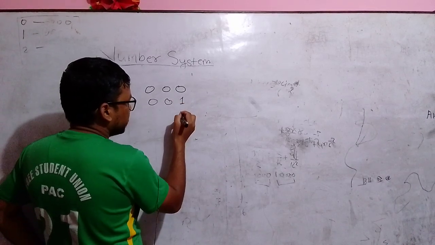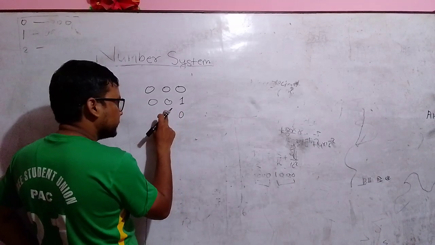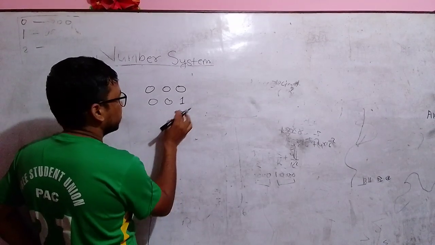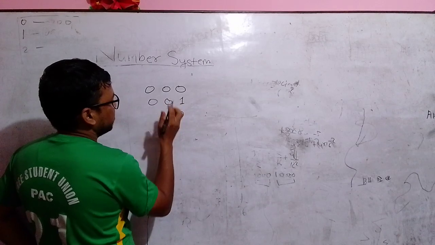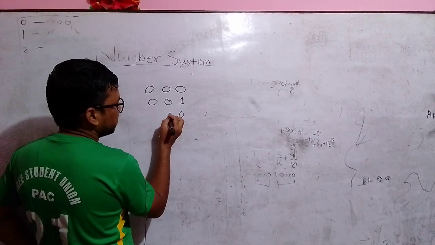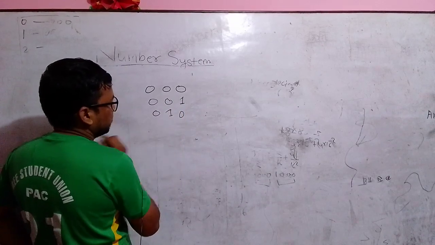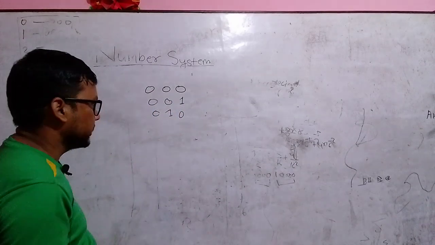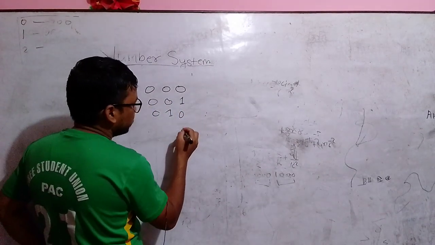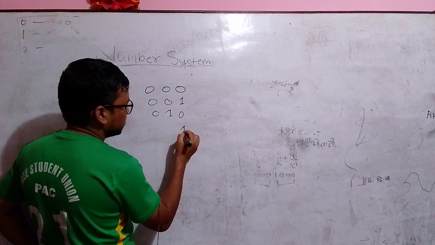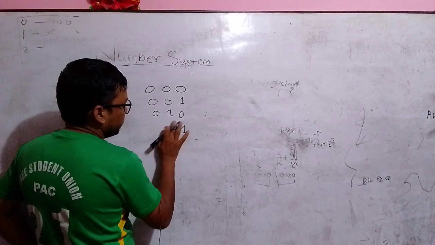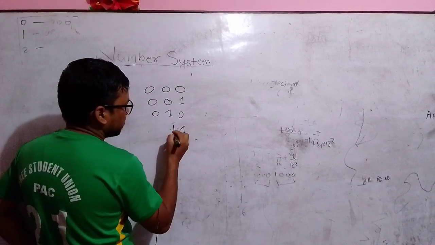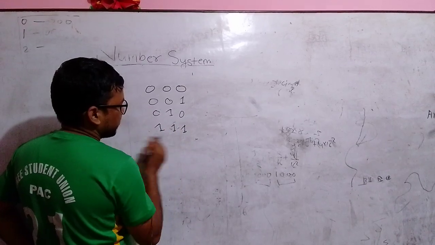If 1 is converted into 0, the nearest digit will change. Now look at here. 1 is converted into 0, that means the nearest digit 0 is converted into 1. If 0 is converted into 1, the nearest digit will not change. Now 0 into 1, that means if 0 is changed into 1, then the remaining digits will be the same.